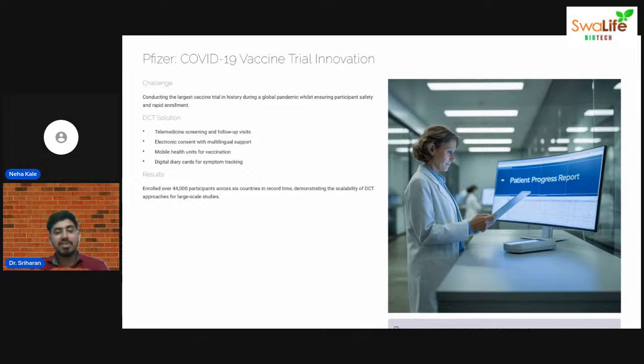Here, the result of the study: Pfizer enrolled 44,000 participants through 6 countries under 150 sites. The trial sites were 150. Then you can think how much data was collected from the different regions. So this trial gave the way during the pandemic. This trial gave the way for DCT in 2019 itself.